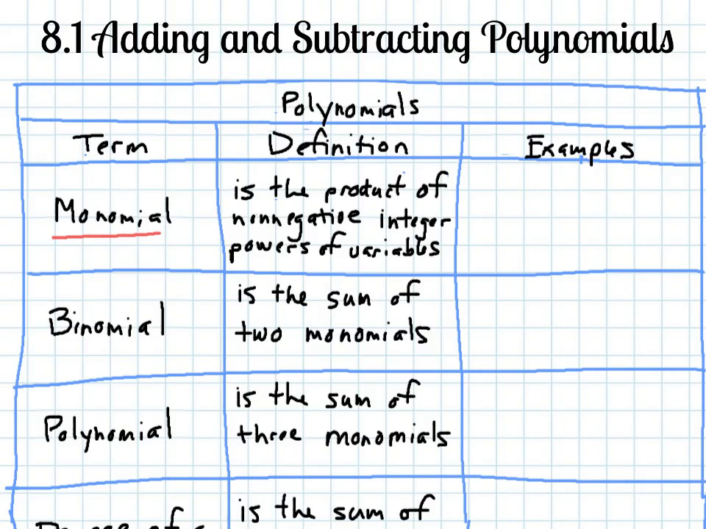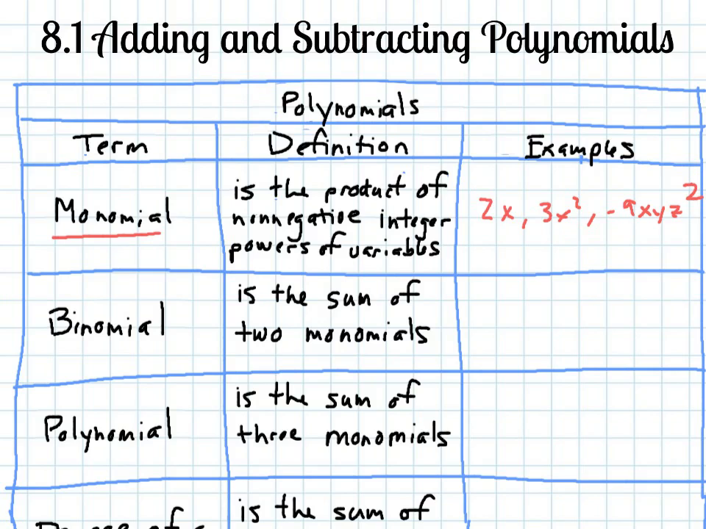So some examples would be like 2x, 3x squared, and maybe negative 9xyz squared, something like that. Okay, those are ones that are called monomials. So we're multiplying certain things to make one thing.